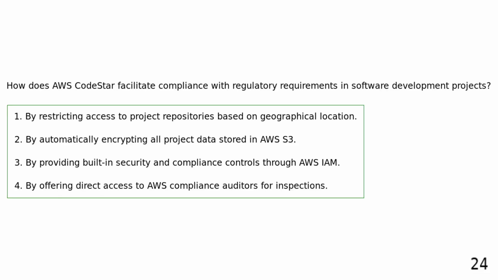How does AWS CodeStar facilitate compliance with regulatory requirements in software development projects? By restricting access to project repositories based on geographical location. By automatically encrypting all project data stored in AWS S3. By providing built-in security and compliance controls through AWS IAM. By offering direct access to AWS compliance auditors for inspections.